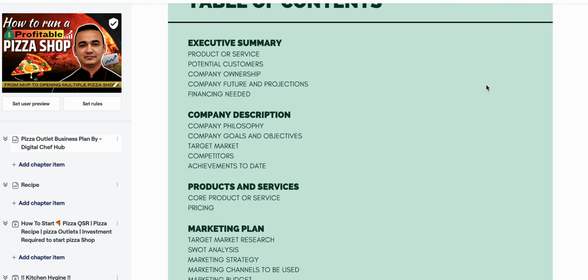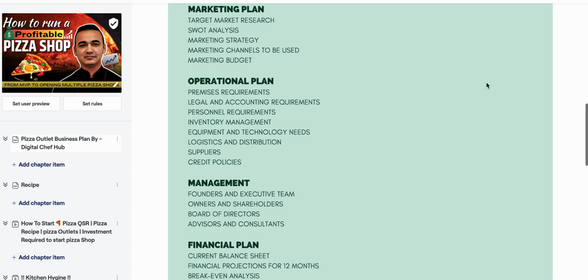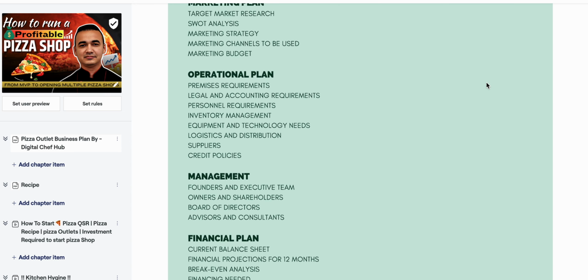The next is product and services, which is the core product and services. If you are running an outlet with 3 to 4 products, you may need one signature product which is the core product, and you should decide the pricing across all your product verticals. Next is the marketing plan, for getting the market research data clearly, so you can modify your offerings accurately. The next is SWOT analysis: the strengths, weaknesses, opportunities and threats, marketing strategy, marketing channels to be used, and marketing budget.